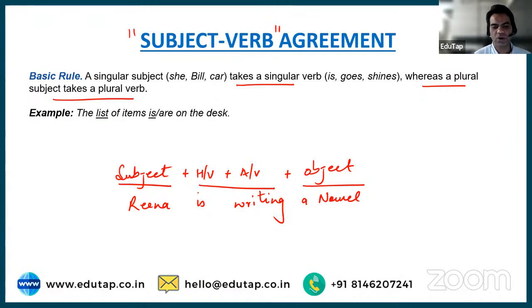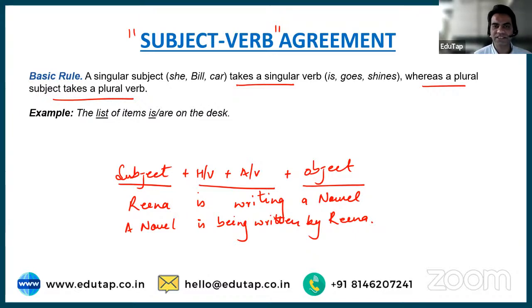That is absolutely wrong, guys, because that will be contradicted. I'm writing another sentence in front of you: A novel is being written by Reena. I'm starting with the very basics of the grammar so that you are easily able to comprehend it. Now, look at the second sentence. A novel is being written by Reena.